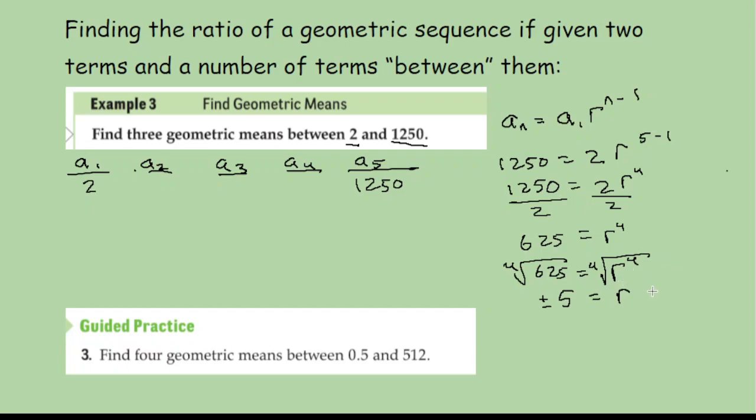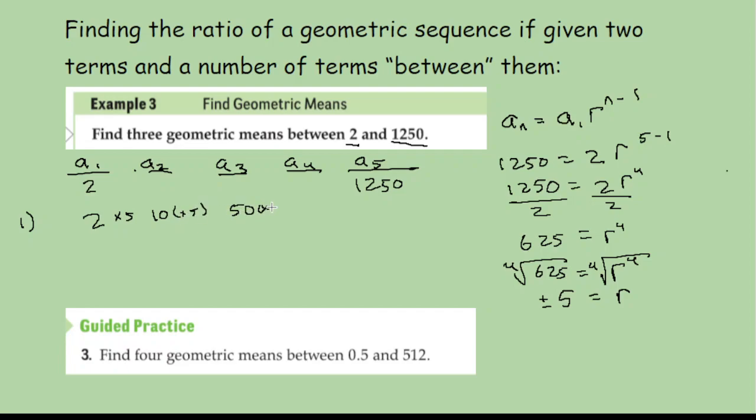Now, in order to figure out what these means could be, option 1 is that you would have 2, and then 2 times 5. If we multiply by 5, using the positive case, that would give me 10. And if you multiply by 5 again, I'll put it right here, you get 50.